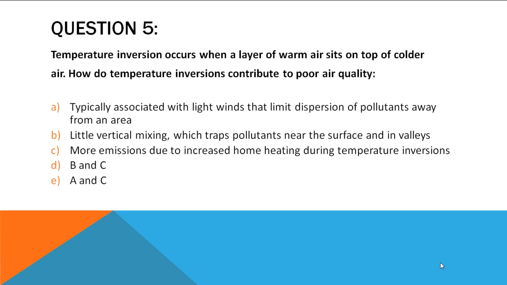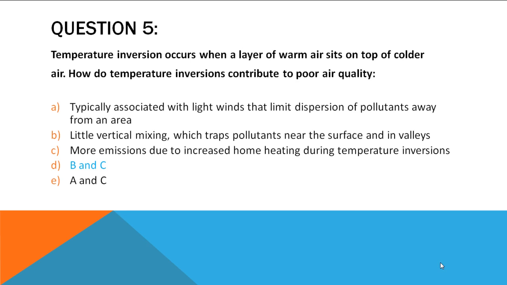Okay, question 5, halfway there. Temperature inversion occurs when a layer of warm air sits on top of colder air. How do temperature inversions contribute to poor air quality? Is it A, typically associated with light winds that limit dispersion of pollutants away from an area? B, little vertical mixing, which traps pollutants near the surface and in valleys? Or C, more emissions due to increased home heating during temperature inversions? And of course, two more options for you. Is it D, answers B and C both? Or E, answers A and C? And the answer is D, B and C.